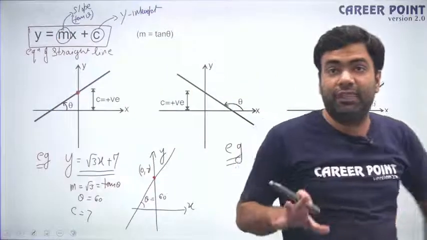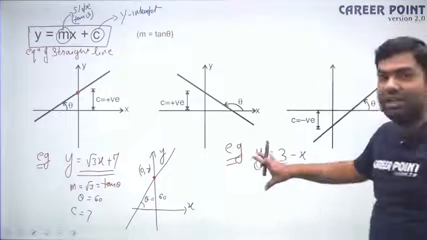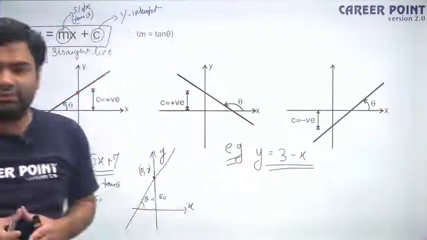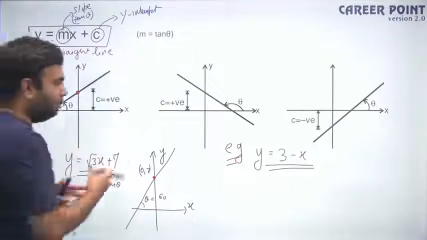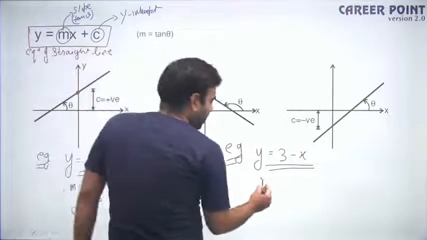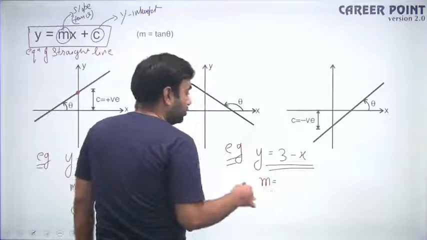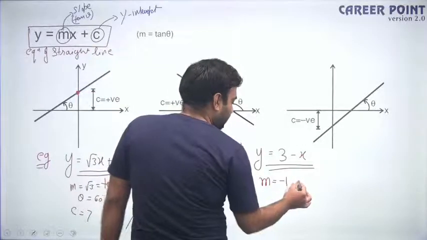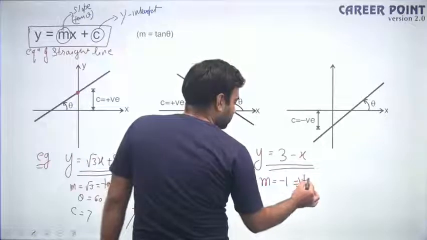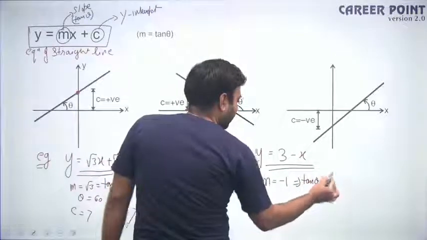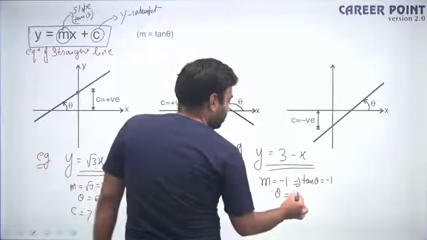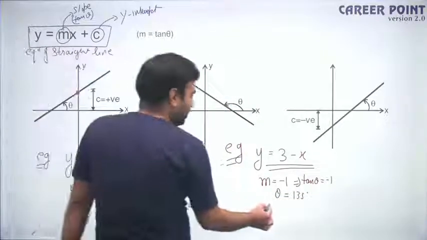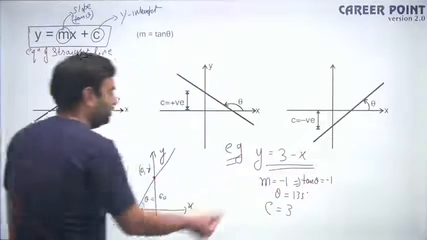See, drawing graphs is very much necessary for this lecture because we are going to use these graphs in physics. So if you compare, you will get m, which is equal to slope, which is also tan theta, is equal to minus 1. That means tan theta is equal to minus 1. So theta is equal to 135 degrees. And what is the value of c? c is equal to 3.